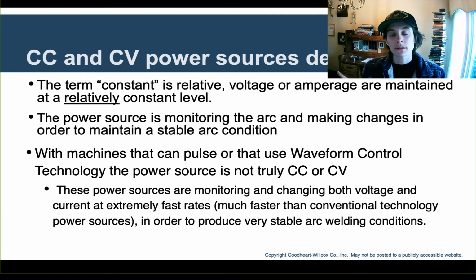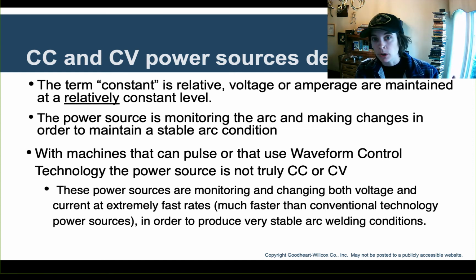So what's happening is that the power source monitors the arc and makes changes in order to maintain a stable arc condition. Remember with stick welding, if you get too far away, you lose your arc, right? The same will happen with GMAW, but it's a little bit harder to mess it up with GMAW. The machine itself is monitoring all those different changes with angles and distance and everything, and trying to maintain a stable arc condition so you can actually still weld, right? That's the idea.